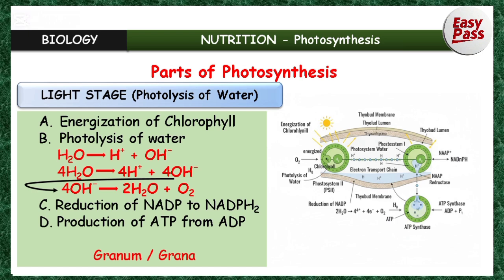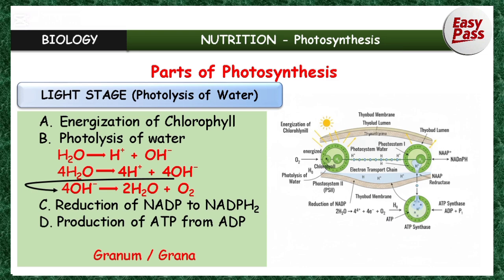The first stage is energization of chlorophyll to bring in the light energy that we will be using, splitting the water molecule into hydrogen ion and OH ion. And 4 water molecules will be involved to give us 4 hydroxyl ions and 4 hydrogen ions. The 4 hydroxyl ions will later split to give us 2 molecules of water and 1 molecule of oxygen gas.